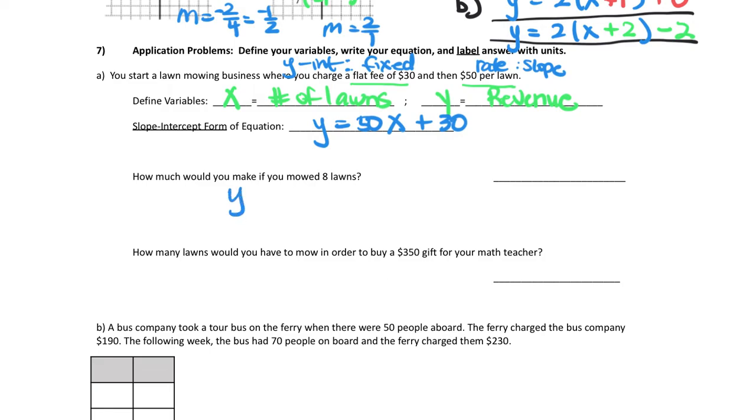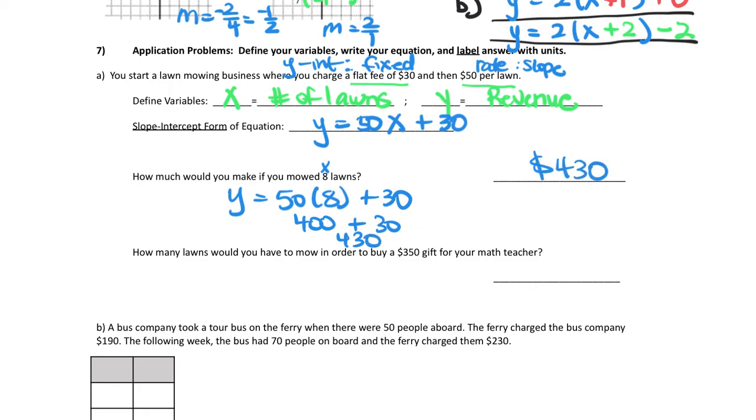And it's saying how much would you make if you mowed 8 lawns? You would take our equation, 50, and we're going to plug in 8 for X because X is our number of lawns that we've labeled up here. And then we are going to add that $30 to that. So 50 times 8 is 400. And if we add that 30 to that, we get $430. And that's what we're going to write right here.